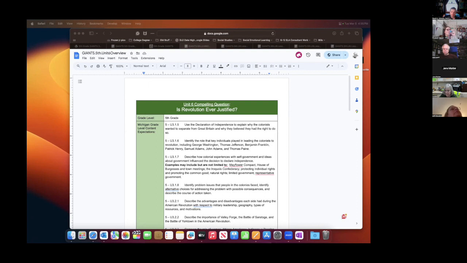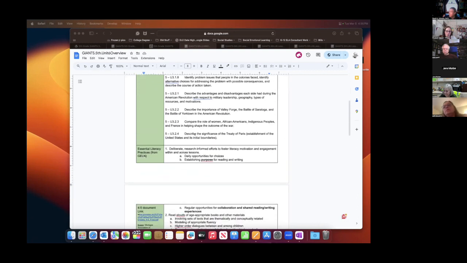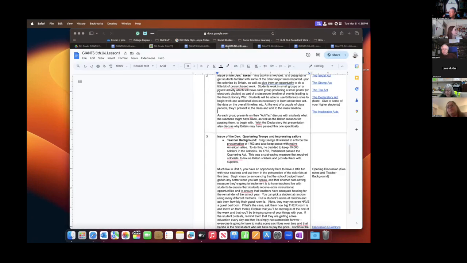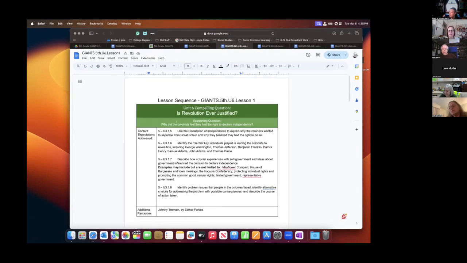teach the unit. So our supporting questions this time around, you can see they're stacked here, but I'm going to actually take you through them in the lesson by lesson format here. Our first supporting question is, why did the colonists feel that they had the right to declare independence? So in lesson one, we introduced the first of two colonies game scenarios for students to grapple with.